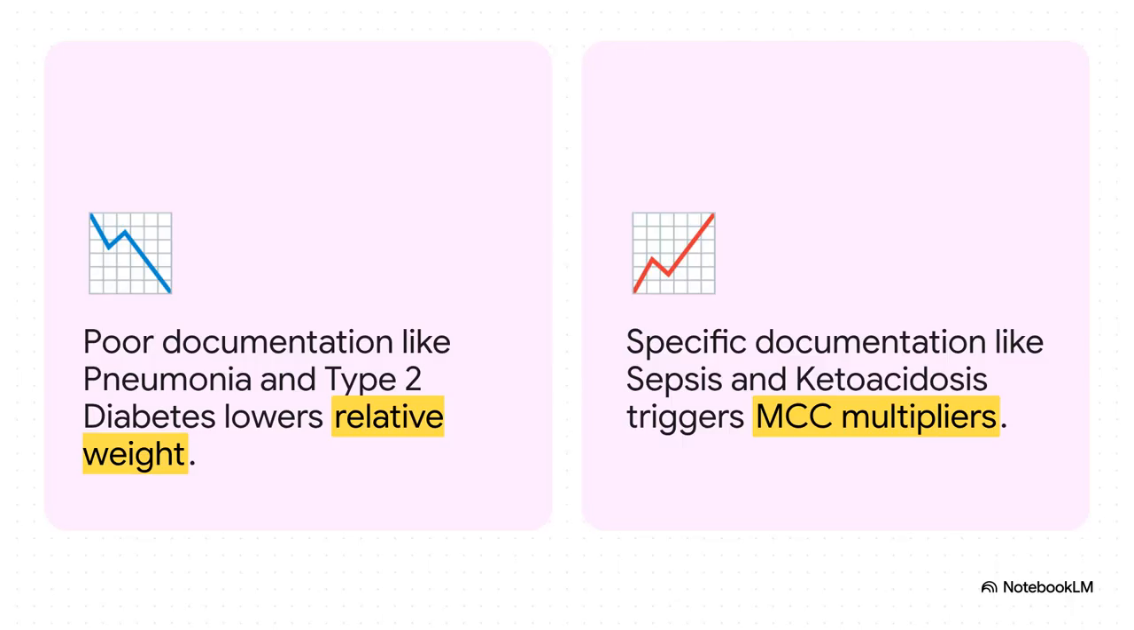Just look at this stark contrast to really grasp the financial reality here. On one side, you've got poor, vague documentation. It just says pneumonia and type 2 diabetes. But on the other side, we have highly specific documentation, sepsis, and type 2 diabetes with ketoacidosis. That level of precision instantly triggers an MCC. Going from a simple, unspecified description to an exceptionally specific one can literally double the hospital's financial reimbursement for the exact same patient encounter. Why? Because the engine finally has the high-octane fuel it needs to output the correct relative weight. It's a real game changer.